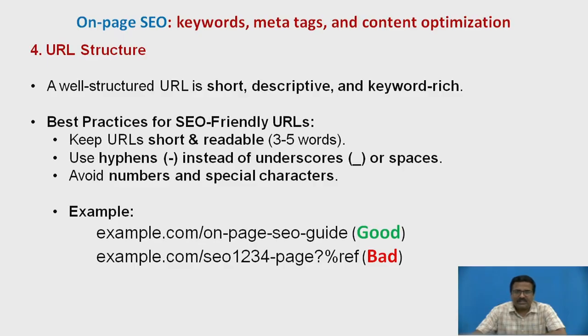Then use hyphens instead of underscores or spaces, and avoid numbers and special characters. Now, these are all guidelines related to how our URL will be parsed by the search engine, so you should follow these guidelines. A good example of the URL will be example.com/on-page-seo-guide instead of SEO 1234 page question mark percentage ref. The second one is a bad example. The first one is a good example of URL, because the URL itself is suggesting certain keywords that the user will use.